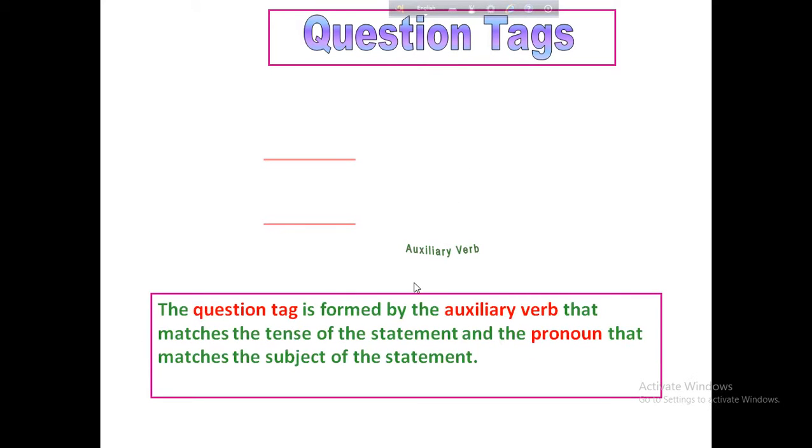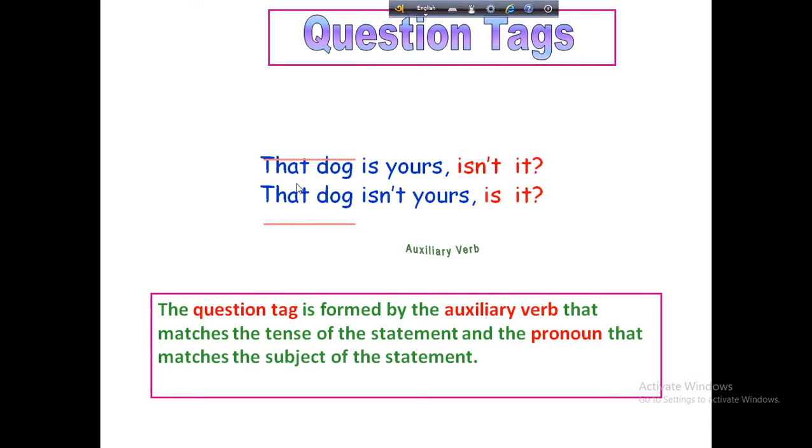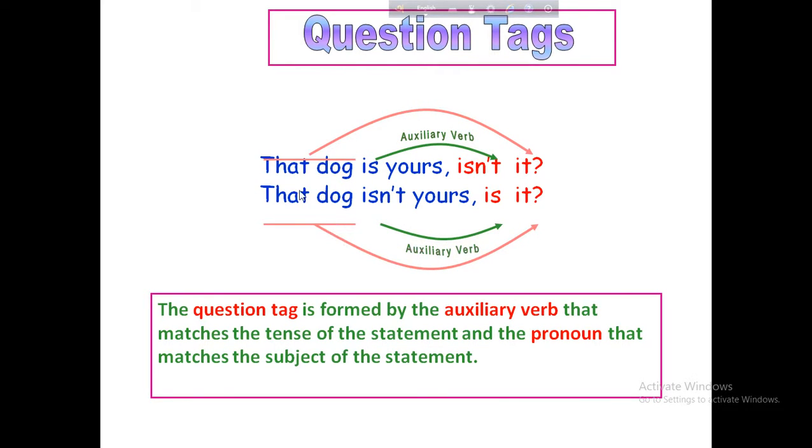Okay, my dear students, what are tag questions? A question tag is formed by the auxiliary verb that matches the tense of the statement and the pronoun that matches the subject of the statement. But how? Let's see. Here is a sentence: That dog is yours. So, here is, isn't it? That dog isn't yours, is it? So, what do you see here? Can you guess? What is this? This is the auxiliary verb and this is the pronoun. From where can we get the pronoun? Here the subject of this sentence is the dog. So instead of dog we have to use it as the pronoun, and this is the auxiliary verb.